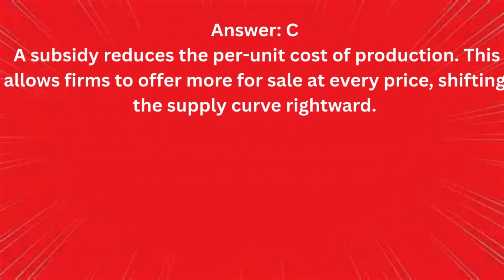Answer. C. A subsidy reduces the per unit cost of production. This allows firms to offer more for sale at every price, shifting the supply curve rightward.